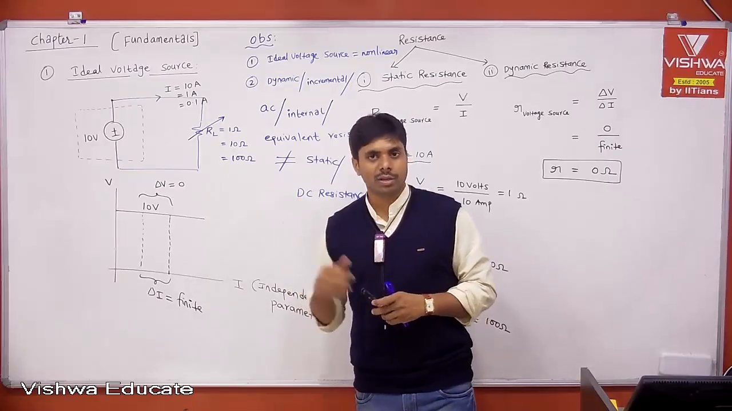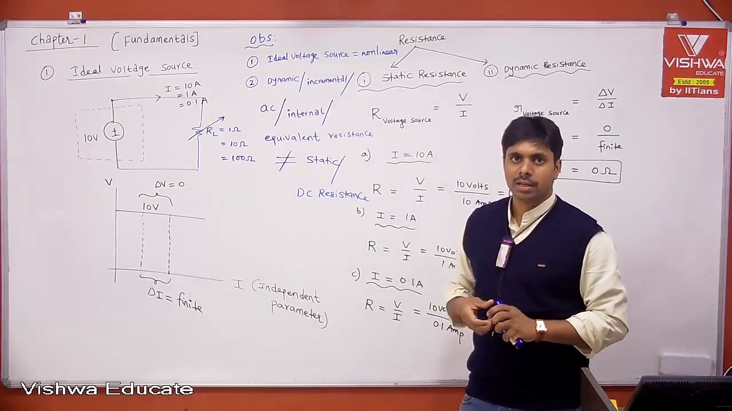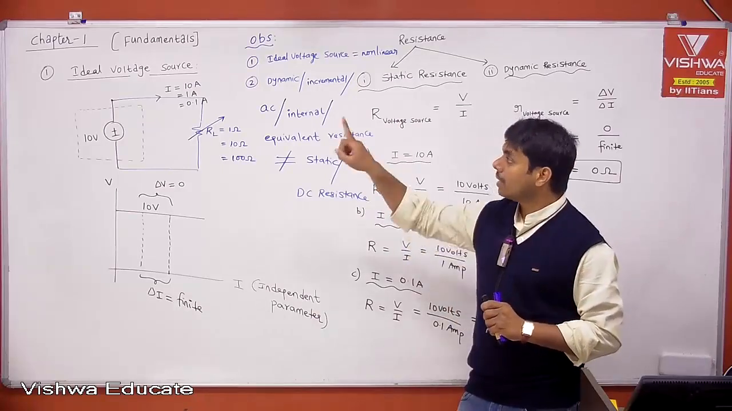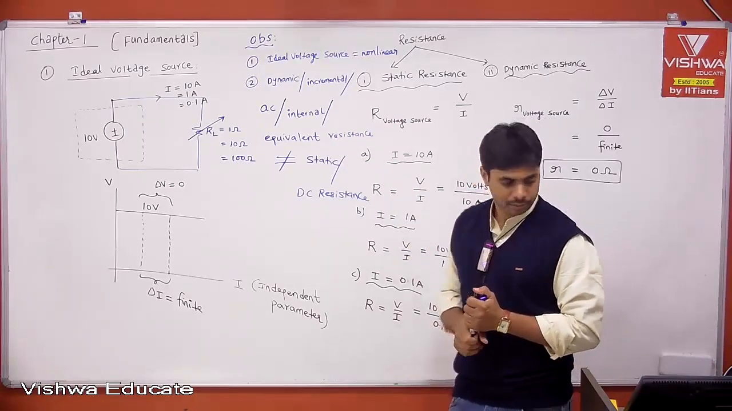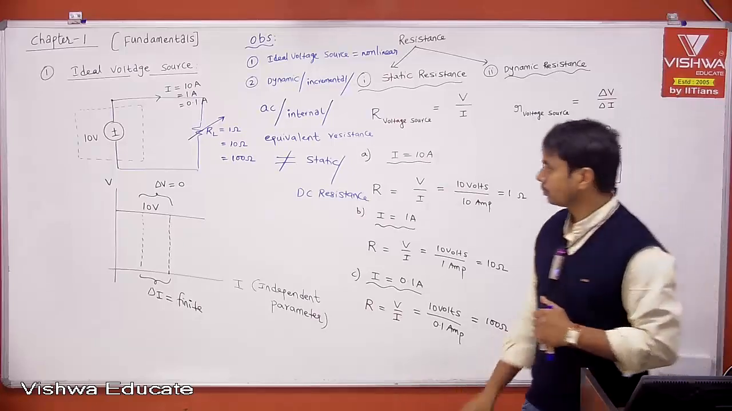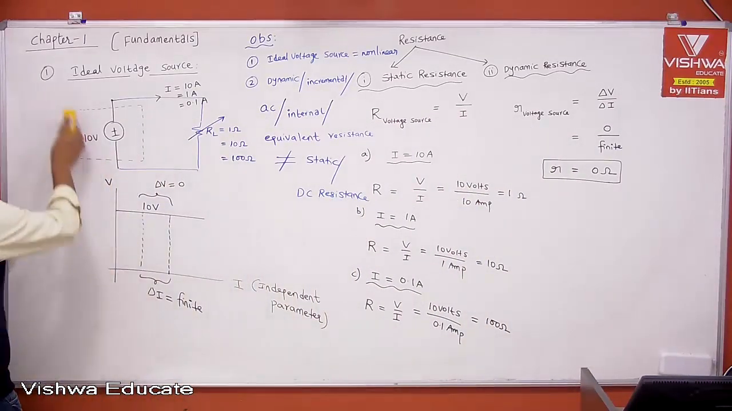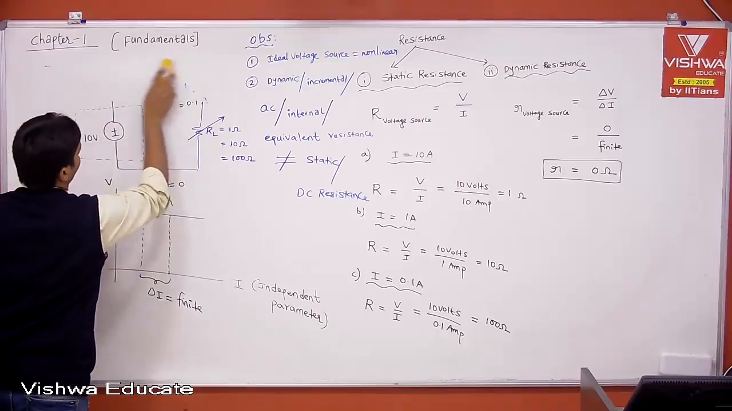Okay? Is this over? Done. Now let's see the second one. The second one is nothing but the ideal current source. Okay? Let me rub. Second one, ideal current source.